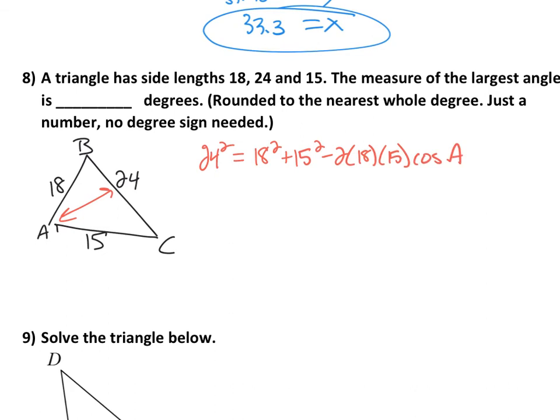And so I'll call it cosine A. If you call it x or whatever you want, it doesn't really matter. The key here is that the angle we're solving for is the one across from the 24. Okay, so now we can start working on simplifying this equation.